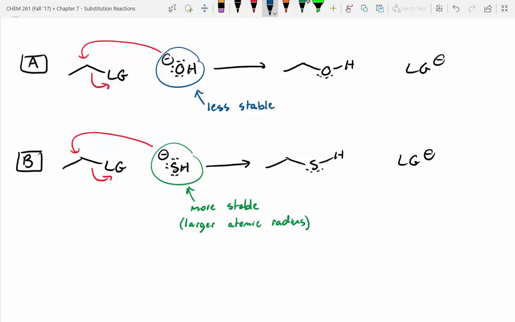So again, this is going back into some of those acid-base rules that we were talking about earlier. So if you're less stable, does that mean you're more or less reactive? More reactive, right? So reaction A is actually going to occur at a faster rate because it's got a less stable nucleophile.